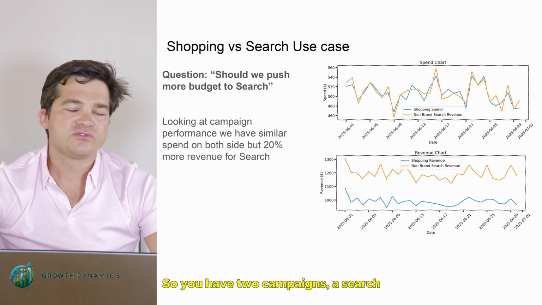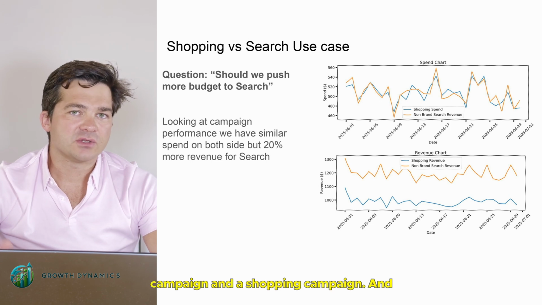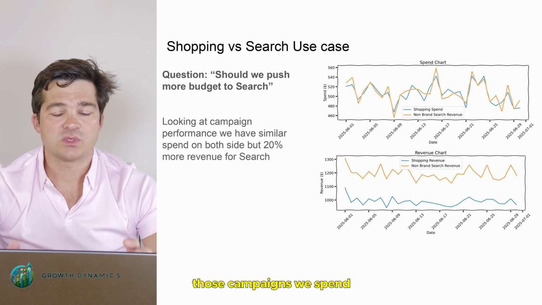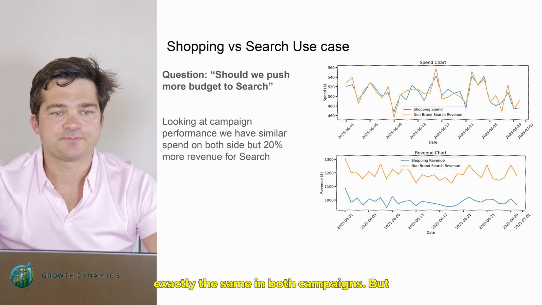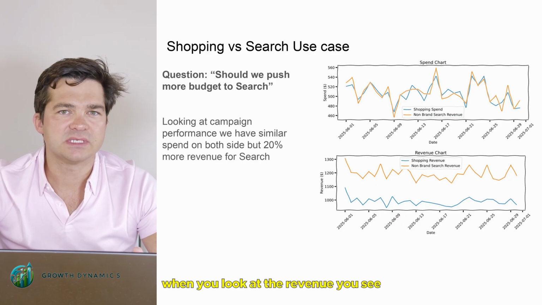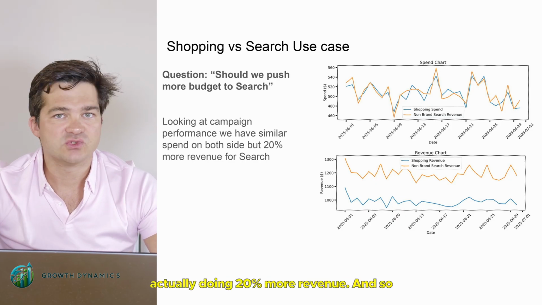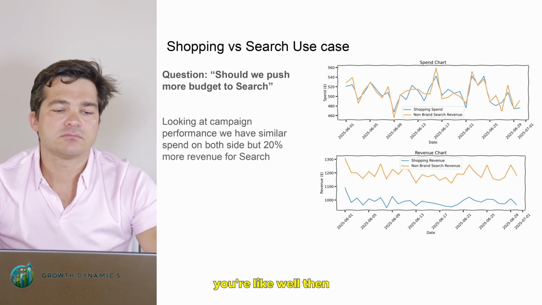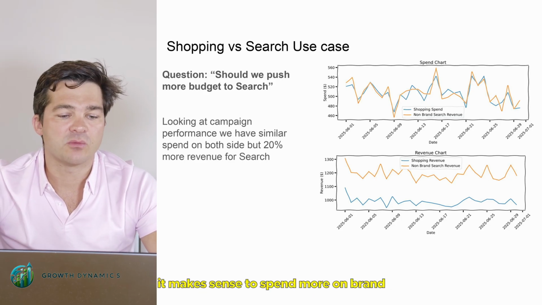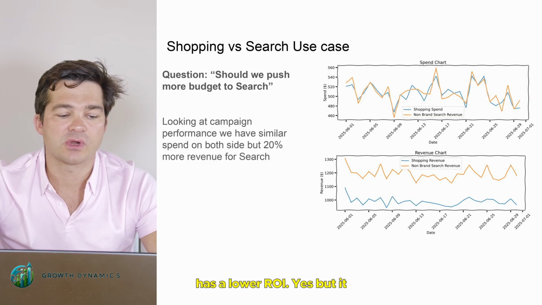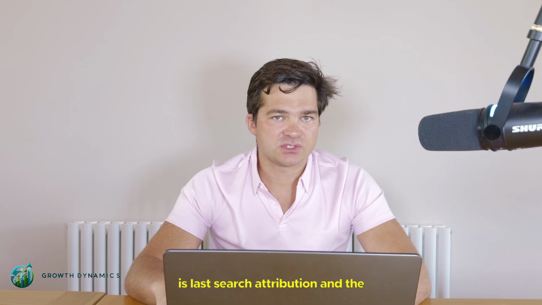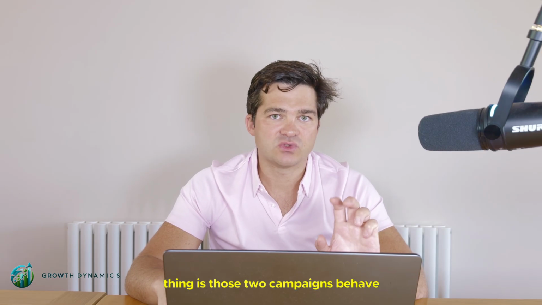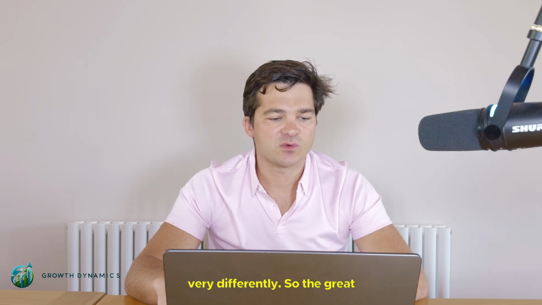So you have two campaigns, a search campaign and a shopping campaign, and we spend exactly the same in both. But when you look at the revenue, Google search is actually doing 20% more revenue. So from that lens, you think it makes sense to spend more on brand search because shopping has a lower ROI. Yes, but that is last search attribution. And those two campaigns behave very differently.